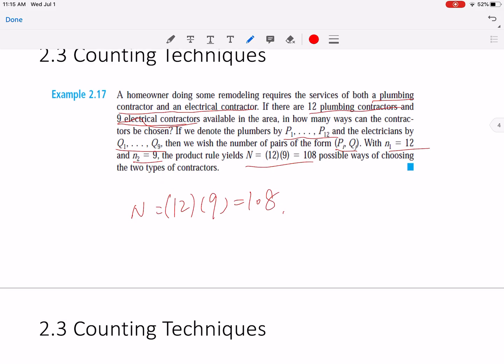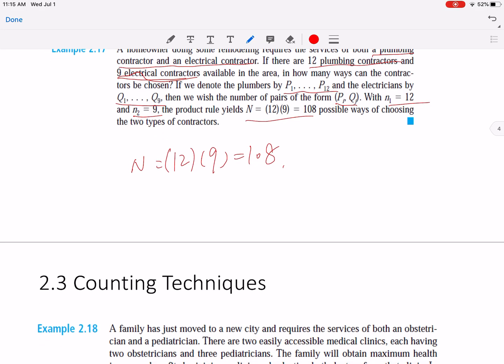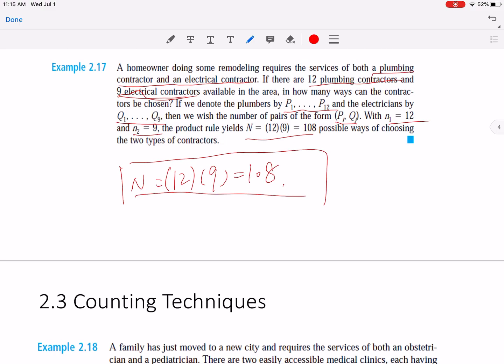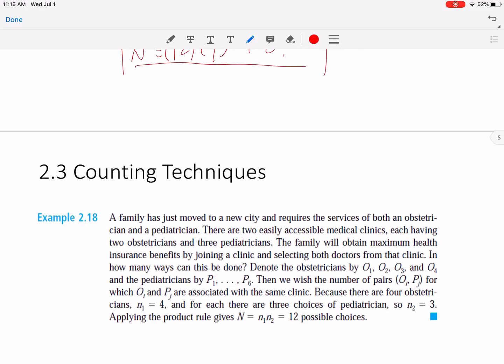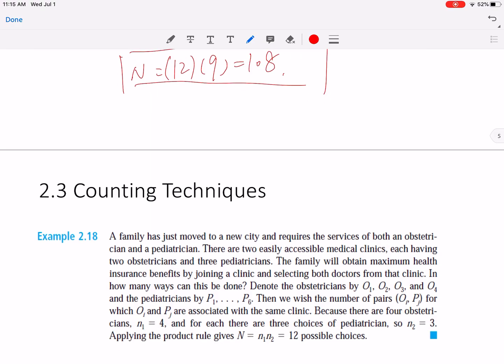Actually, for the homework problems and on the test, if you show me this, you'll get the full credits. You don't have to denote the plumbers by P1 through P12 or the electricians by Q1 through Q9. You don't have to do that at all. What you need to show me is N is equal to 12 times 9 is equal to 108. You will get the full credits if your answer is right. That's example 2.17.